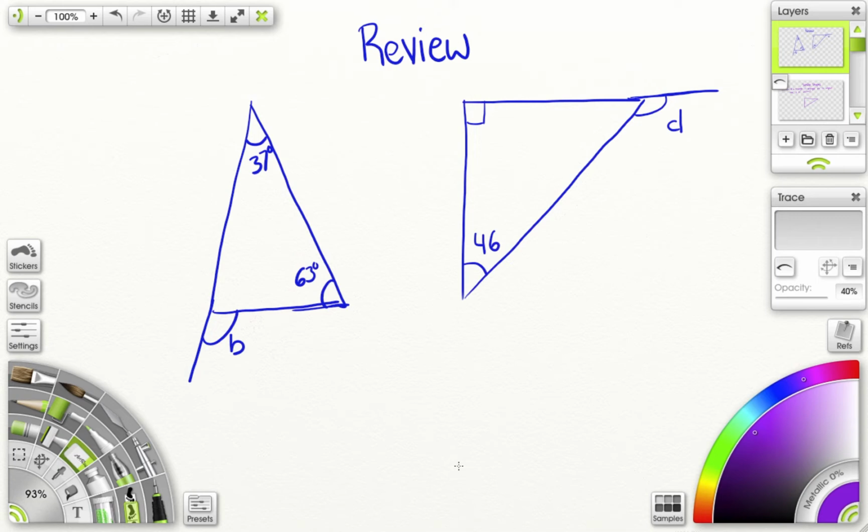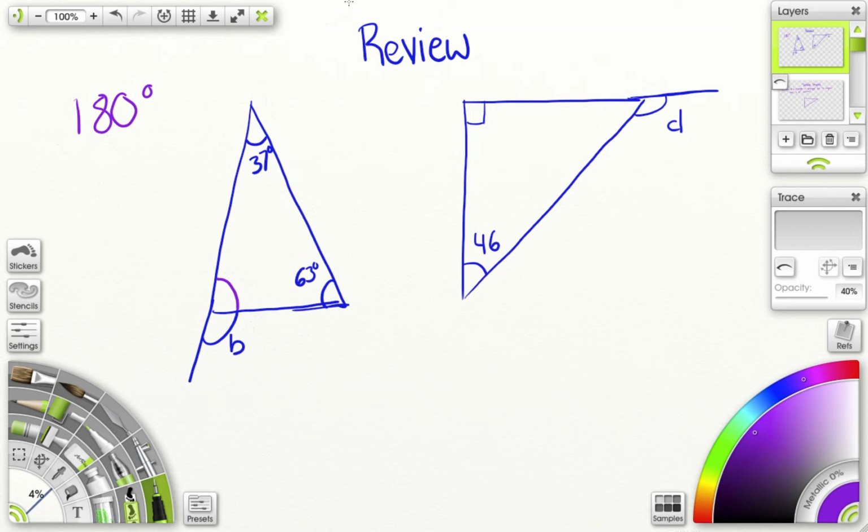Who remembers what number all the interior angles of a triangle must add up to? They must add up to 180. So all three angles of a triangle, regardless of the triangle, must add up to 180 degrees. Remember when we had worksheets and we were doing questions way back when, finding the missing angle of the triangle? So let's say I was trying to find this angle right here. How do I find it?